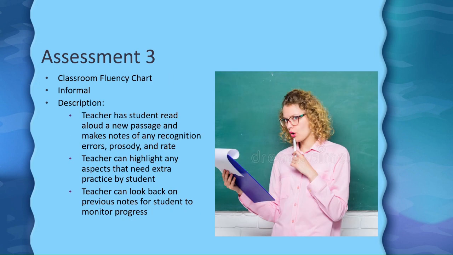So for our third assessment, we have the classroom fluency chart. This one is informal. It's kind of like assessment 2, but this one is essentially within a portfolio that a teacher has for each student, where she has them read aloud a new passage and make notes of any recognition errors, prosody, and the rate that they're reading at. So it's essentially a faster version of the second assessment.